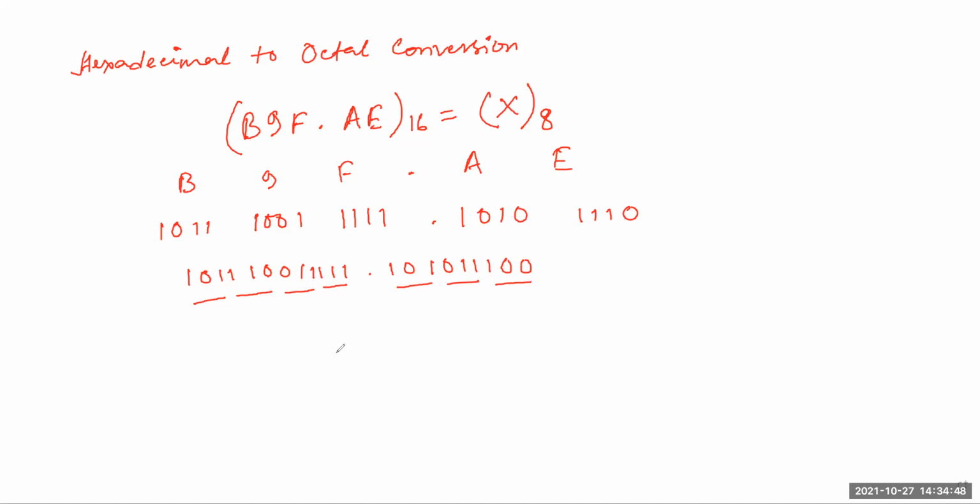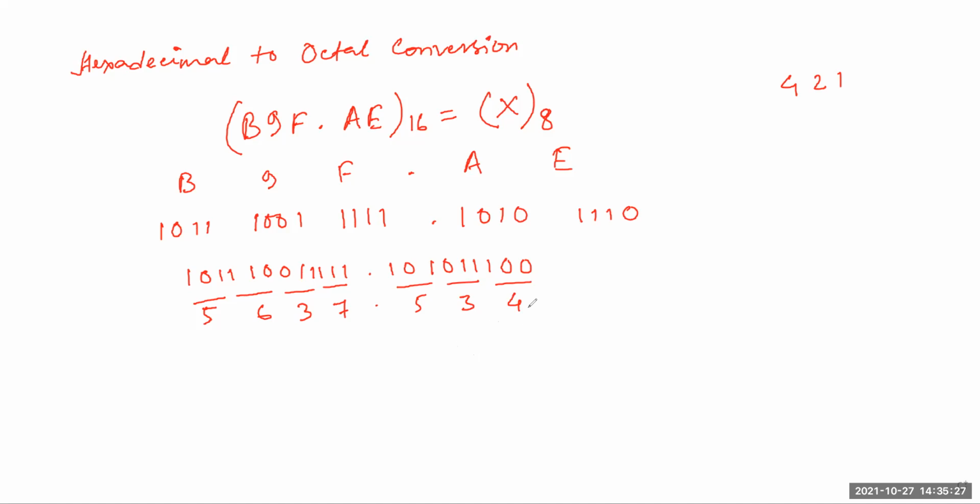This is 3-bit now. So 101 means 5. Next 110 means 6. 011 means 3. 111 means 7. Point 101 means 5. 011 means 3. And 100 means 4.